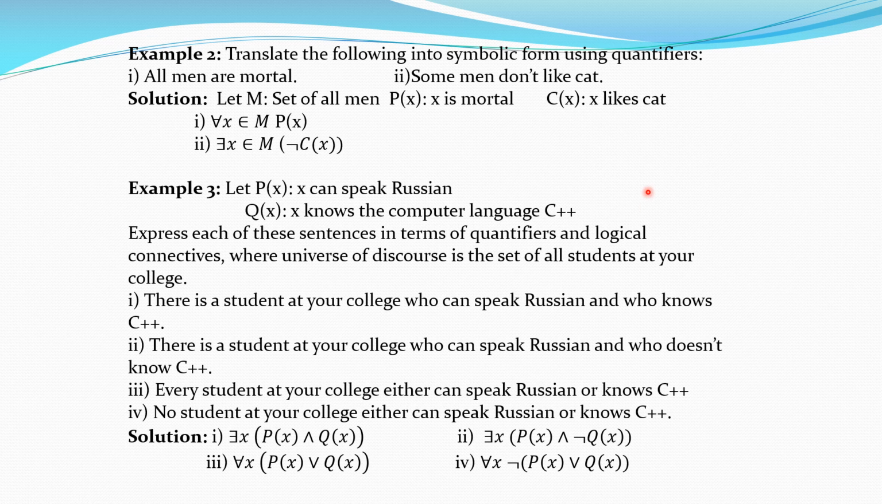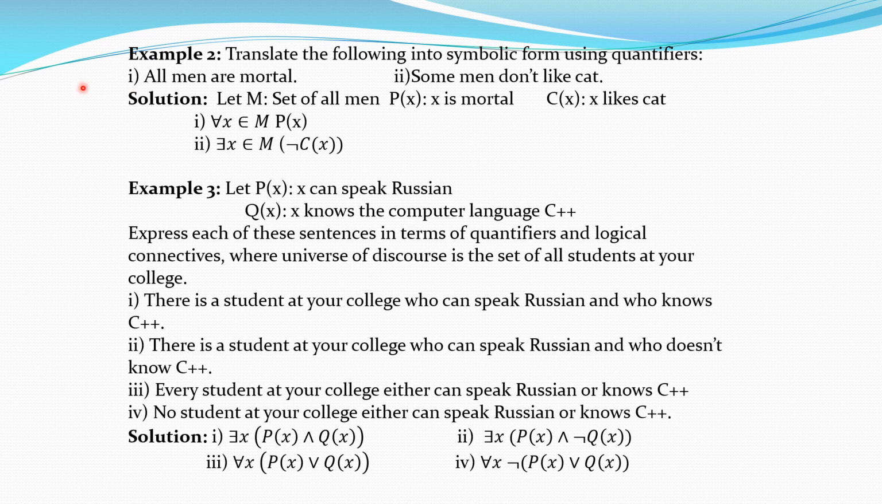Now see the second example. Here again we have to convert the given statements into symbolic form using quantifiers. Now first is all men are mortal and second some men do not like cat. Now see the first statement. It is given about men. Second is also given about men. So first here we define what is the domain under consideration. So we consider M as the set of all men. Now what is given about that men? They are mortal. So we define the predicate Px as x is mortal for the first case.